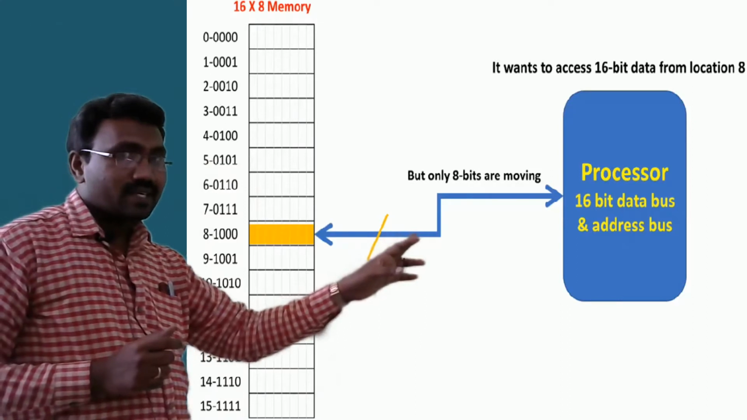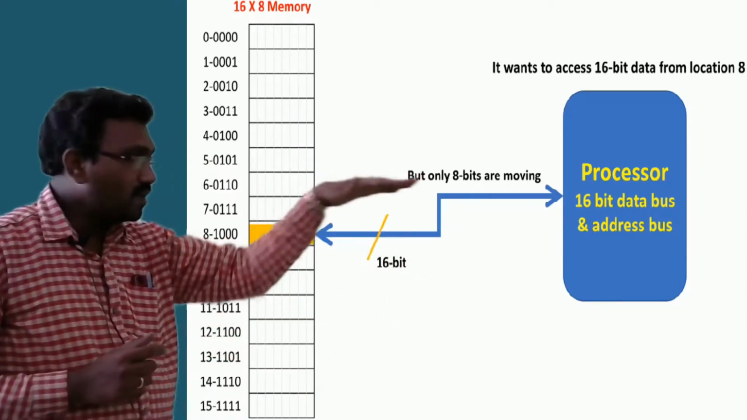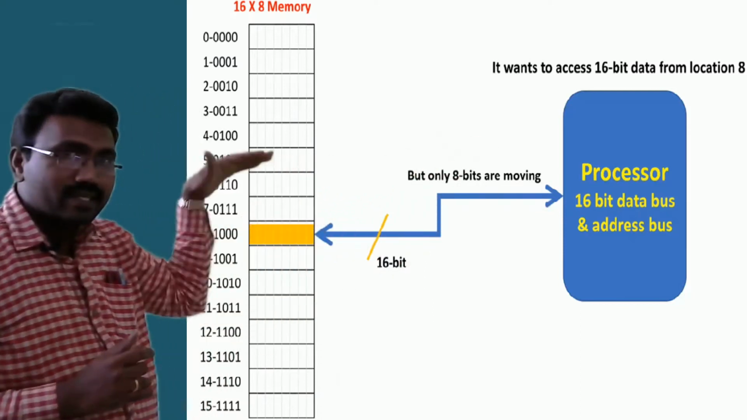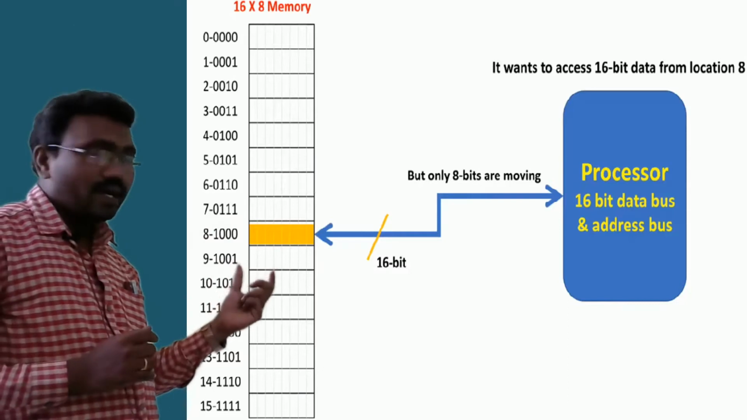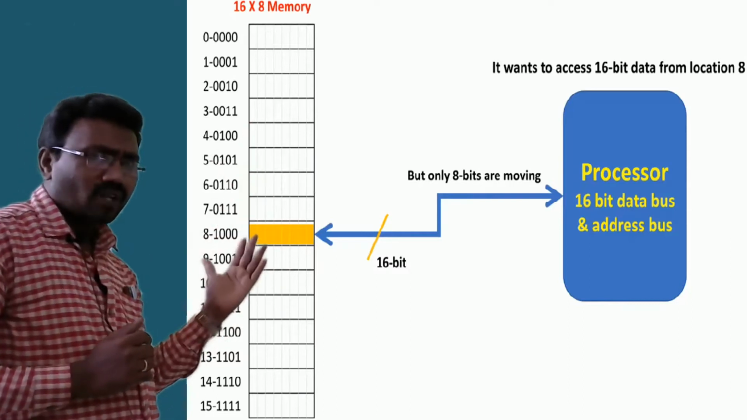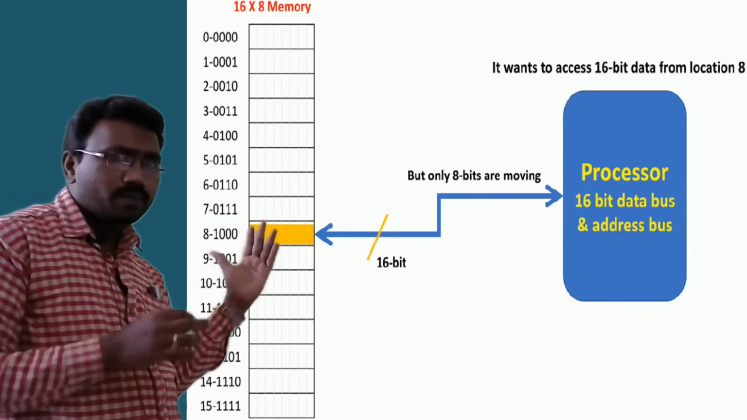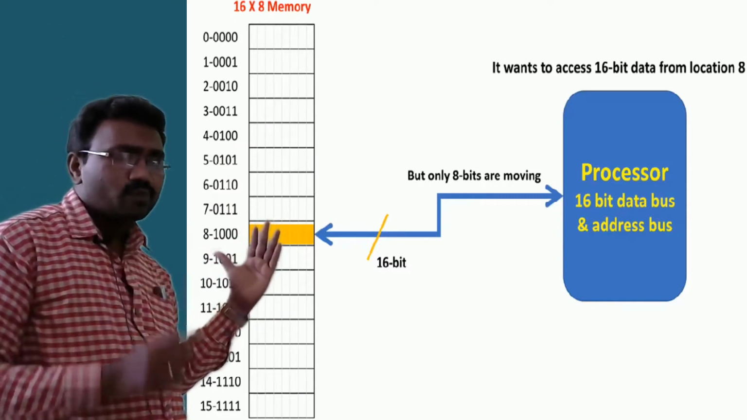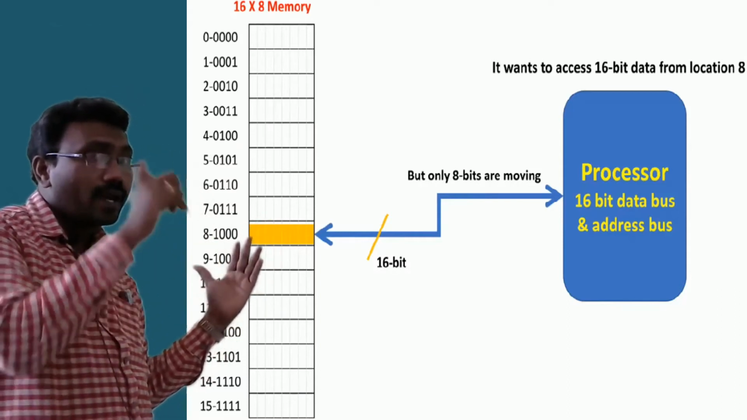Data bus width is 16 bits. Data bus width is the number of data lines between the processor and main memory, 16 lines. But the entire memory is organized in a single memory chip. From the one memory chip, at a time the processor can access only 1 byte. One location is nothing but 1 byte, 8 bits only.